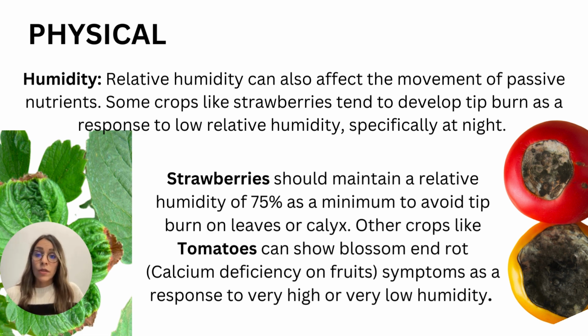The other situation is the case of tomatoes. If we have very high humidity or very low humidity, that can also affect the transpiration of this crop. A very common situation is when we have these symptoms, which we call blossom end rot. Blossom end rot is calcium deficiency.